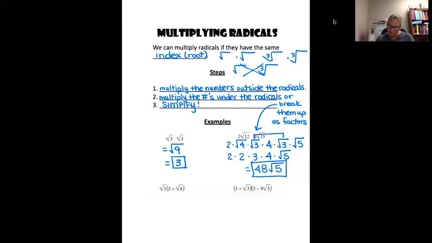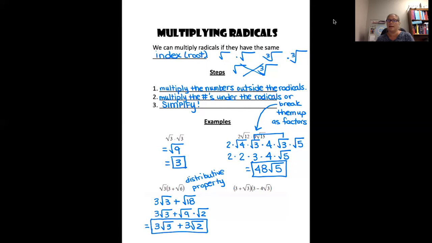In problem number 3, you are going to use the distributive property to multiply, and then you are going to use your simplifying radicals properties to simplify to get your final answer. So the square root of 3 times 3 is 3 square roots of 3, plus the square root of 3 times the square root of 6 is the square root of 18. So 3 square roots of 3 plus the square root of 9 times the square root of 2 is 3 square roots of 3 plus 3 square roots of 2. And as we know, those radicands are different, so we cannot combine those terms. They are not like terms.